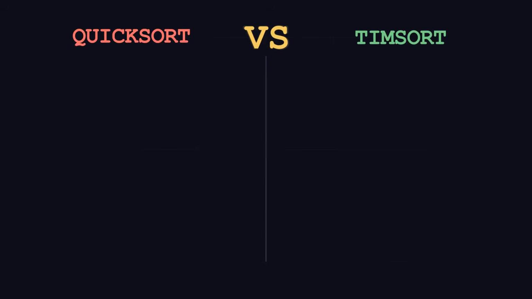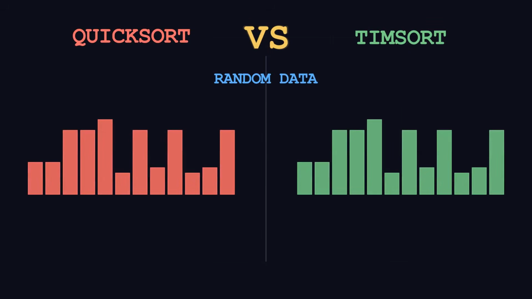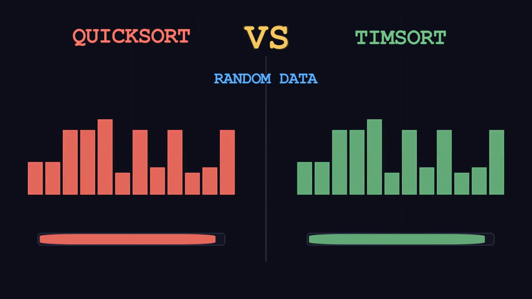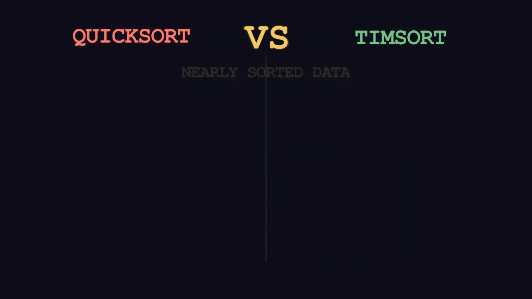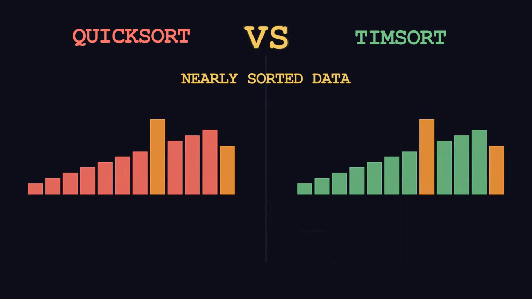Watch what happens when we race them. Random data, Quicksort and Timsort perform about the same. Both n log n. No surprises. But now, nearly sorted data. Just 5% of elements out of place.